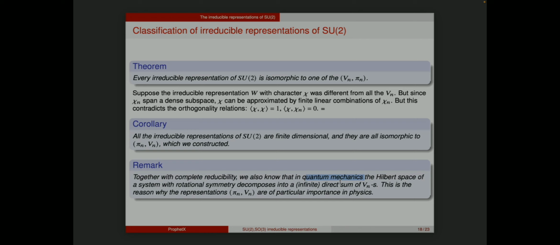And if n is even, then in particular we have that the irreducible representations of SO3 are the V2n and pi 2n representations of SU2. And if we denote Wn by V2n, we conclude that all the irreducible representations of SO3 are these given here. So that's it, basically.